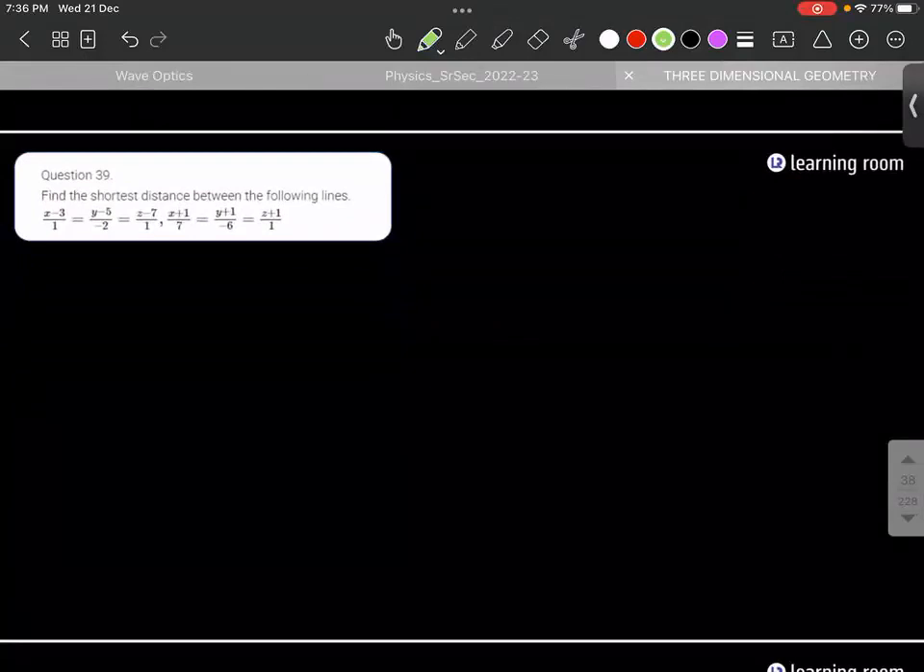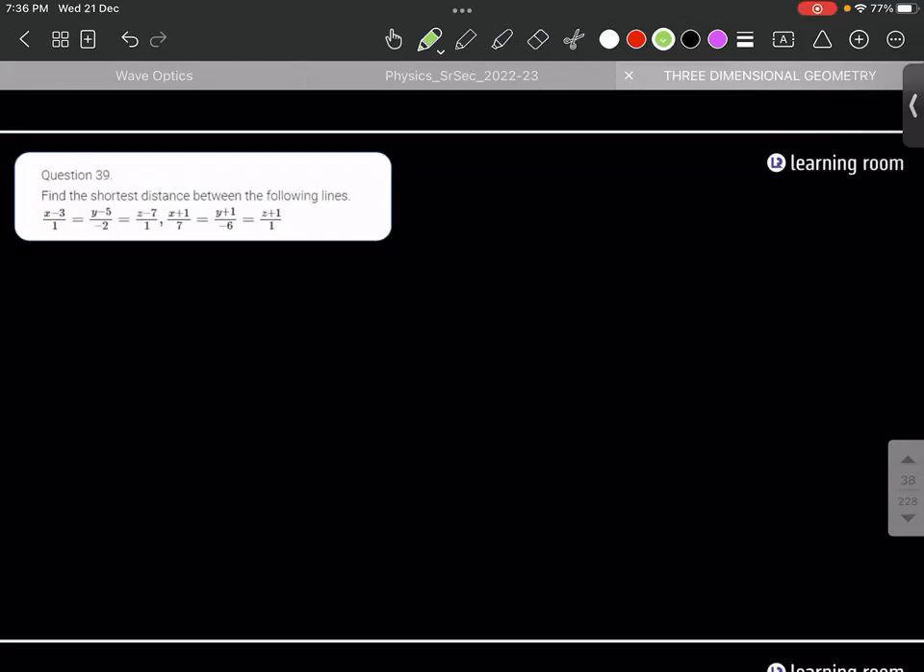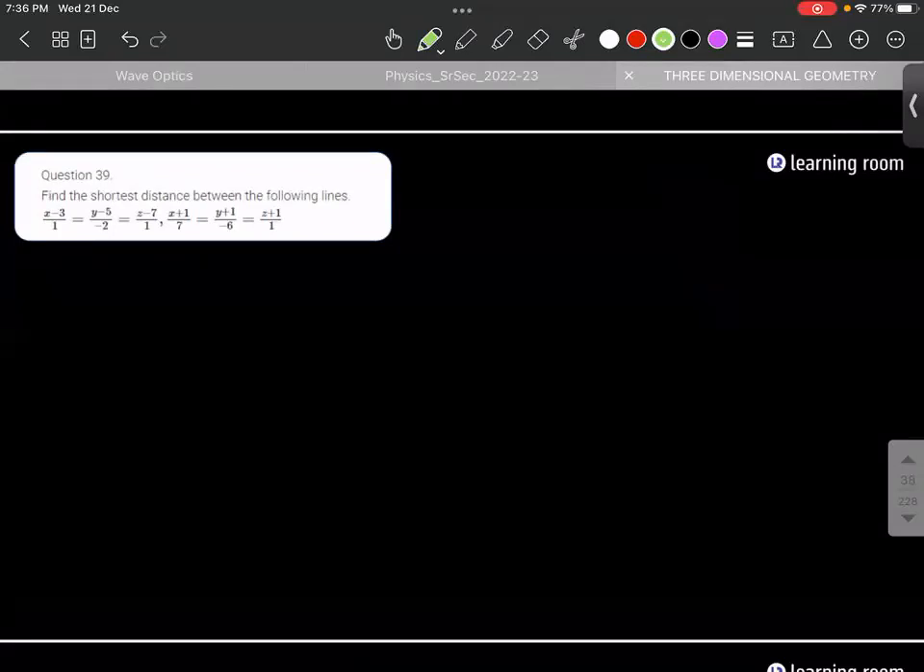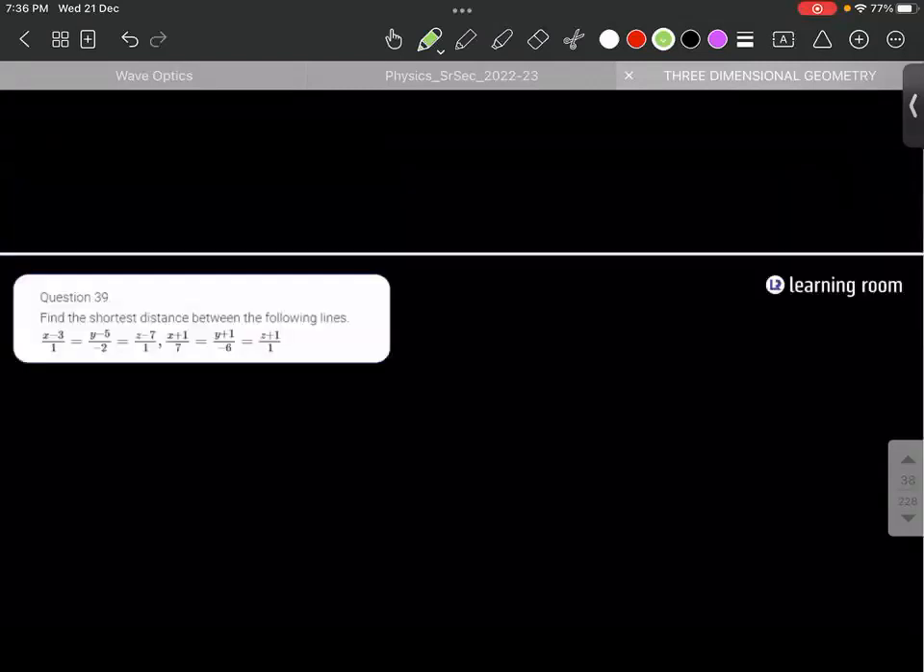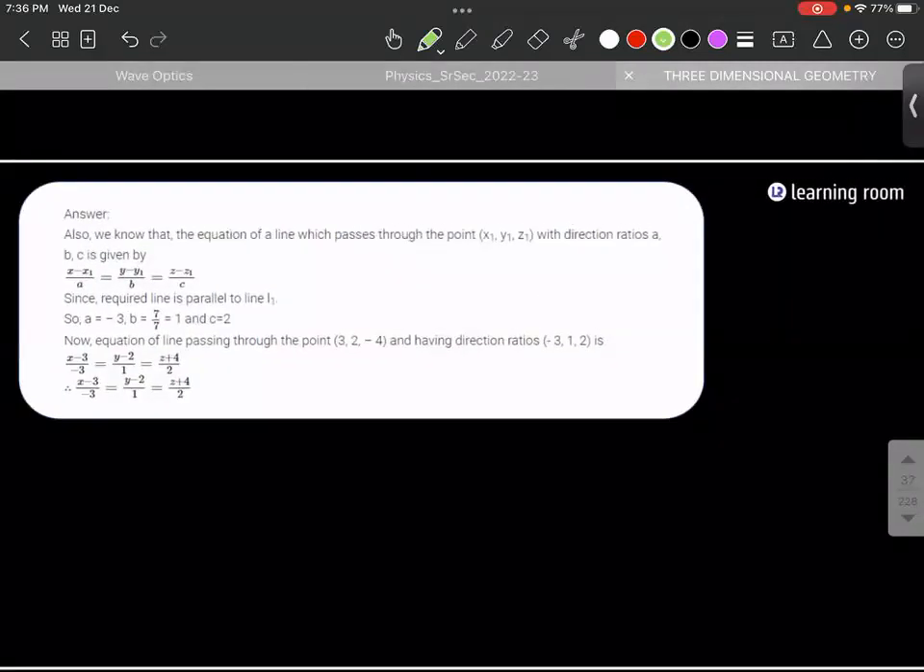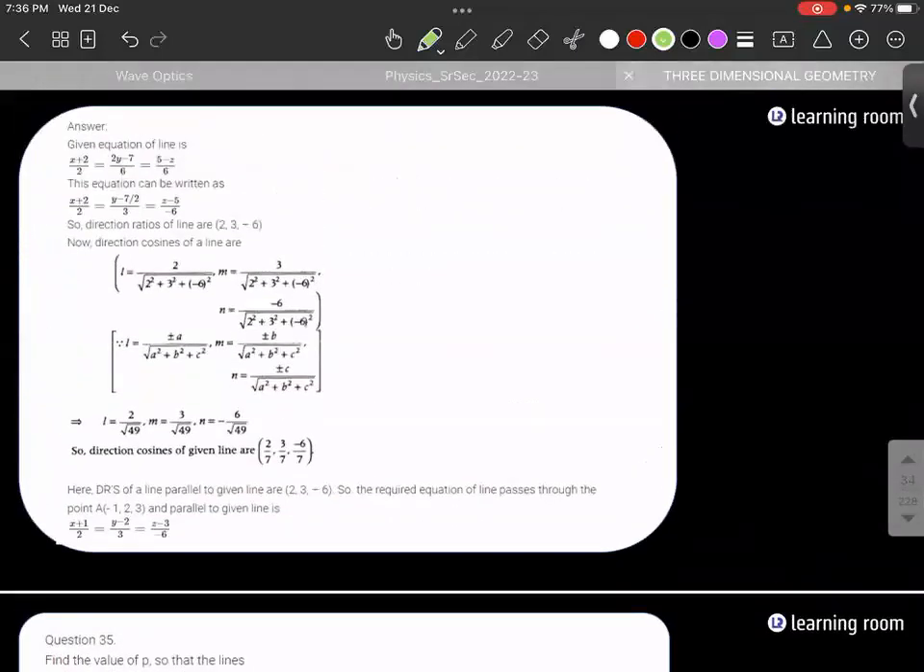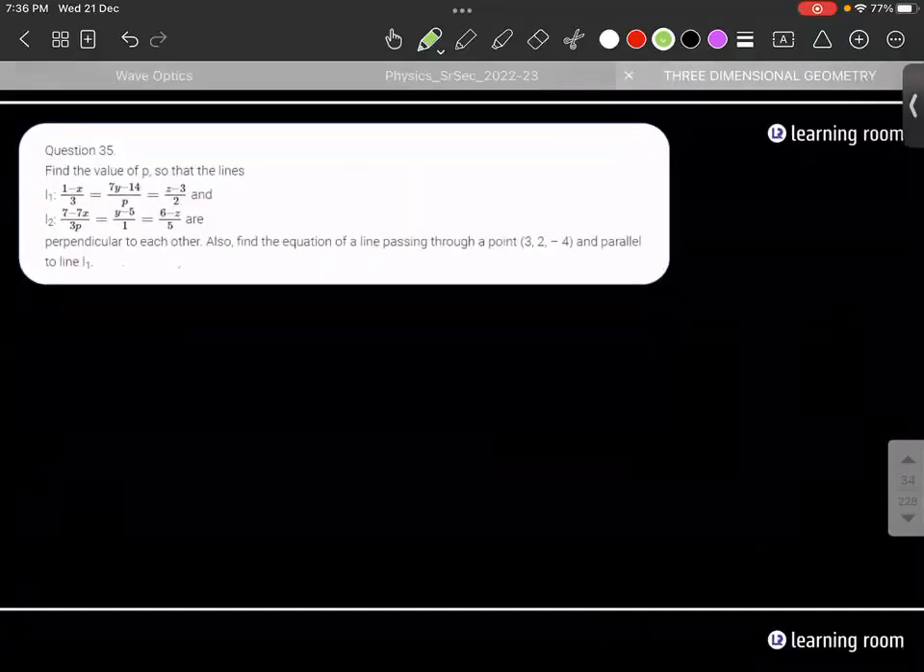Thirty-ninth. Find the shortest distance between the lines. Okay, any question? 35th is, sorry guys, sorry. Let's do this and then proceed.